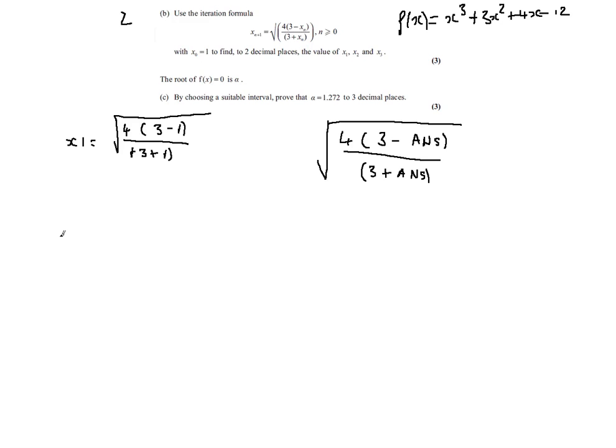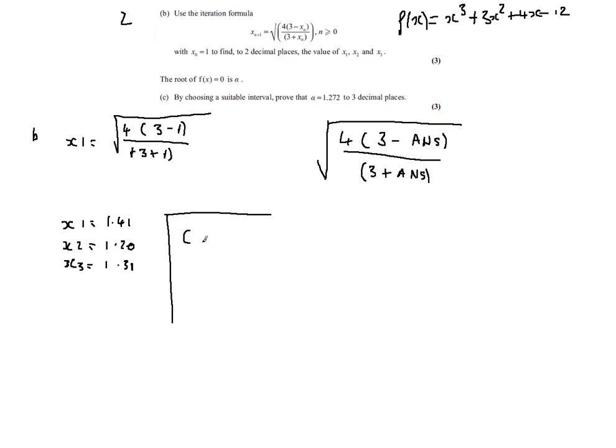So x1 to 2 decimal places is going to equal 1.41. And if we do that for the rest, we get x2 to be 1.20 and x3 to be 1.31. That's all to 2 decimal places. There's part B. I'll just do part C in this space.